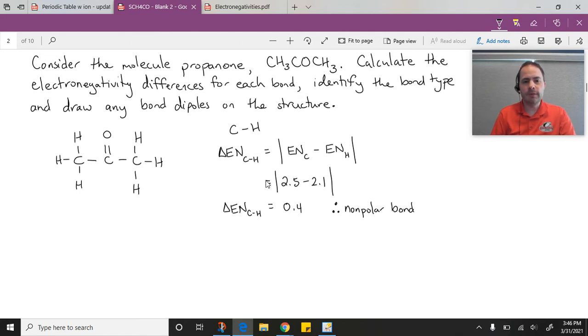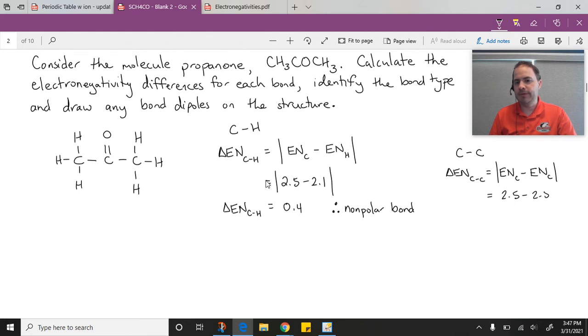Okay. So we've worked with one bond so far, the C to H. Now let's look at C to C. So carbon to carbon, I'll do that one over here. We want to find the delta EN, so the electronegativity difference. Remember, delta just means difference, of the carbon to carbon. So we want the electronegativity of the carbon, subtract the electronegativity of the carbon, which is going to be 2.5 minus 2.5, which equals 0. So that tells us with 0 that we have equal sharing, which makes sense because both atoms in this bond are carbon. So this is a nonpolar bond.